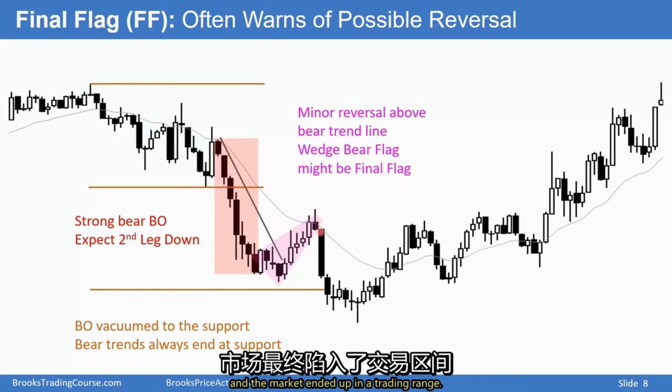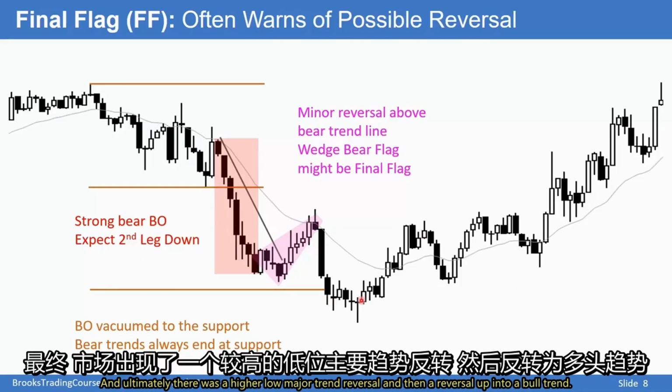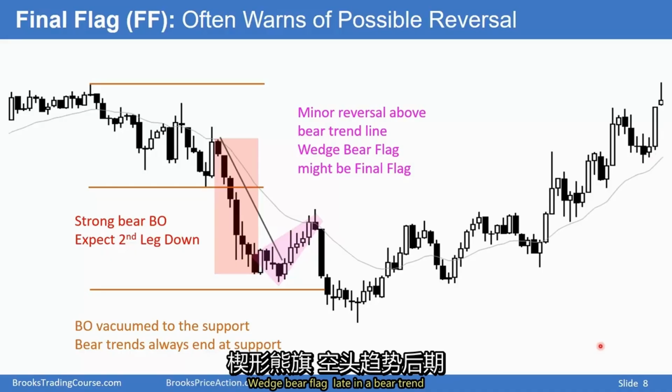And we got an attempted resumption of the bear trend, but it did not last very long, and the market ended up in a trading range. And ultimately, there was a higher low major trend reversal, and then a reversal up into a bull trend.